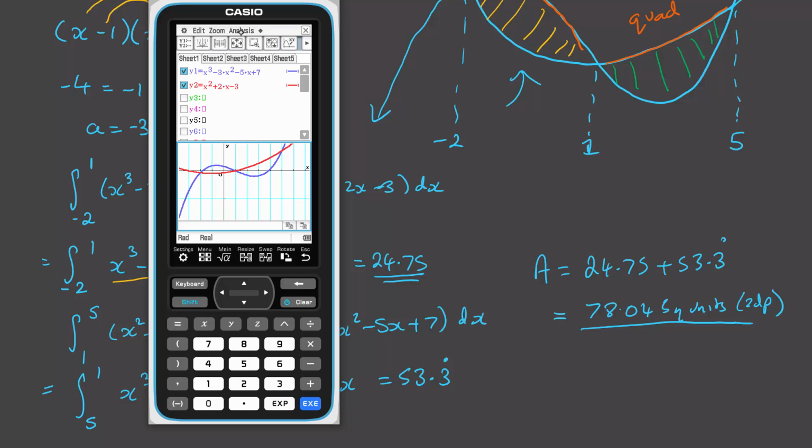And what I'm going to do here is do the integral of the intersection. So from there, let's go across to there. And you can see it gives me both the value of the integral, but also gives me the area. So it very cleverly takes into account which function is above and below when it does the area.